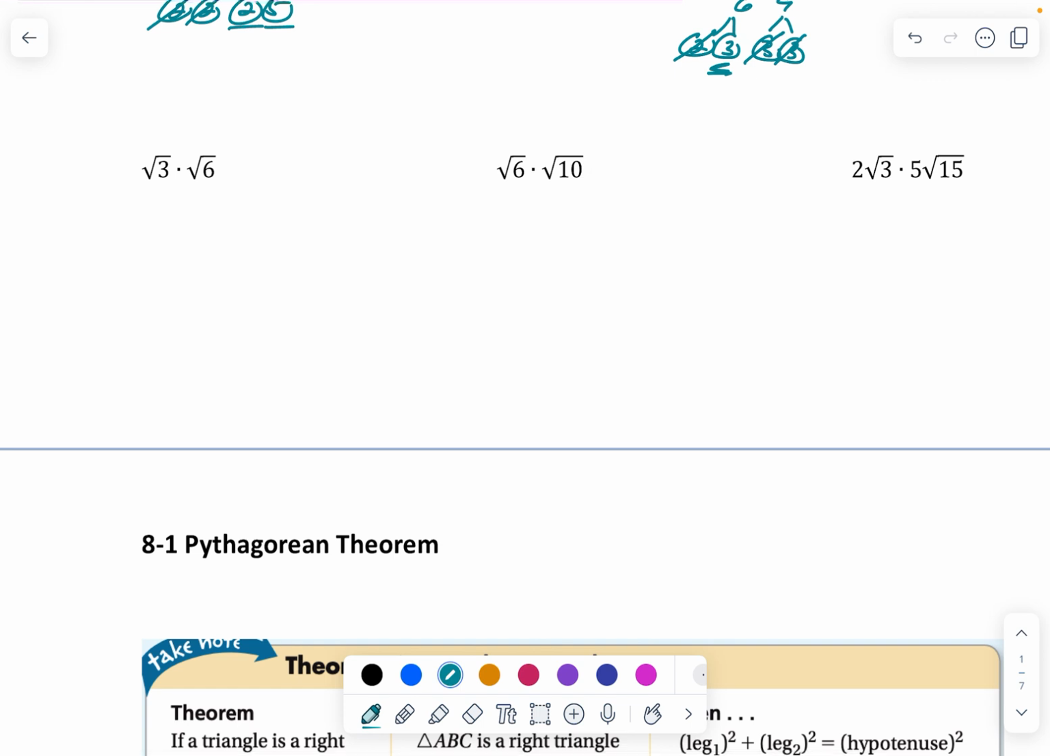Now these last ones are multiplying square roots. When you multiply square roots, you multiply anything that's outside the square roots together, and then you multiply anything that's inside square roots together. So this turns into the square root of 18, 3 times 6. And so now we simplify it. 9 times 2, 3 times 3. So looks like this is going to be 3 square root of 2.